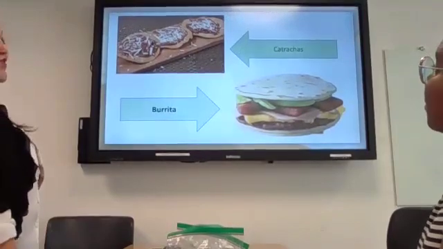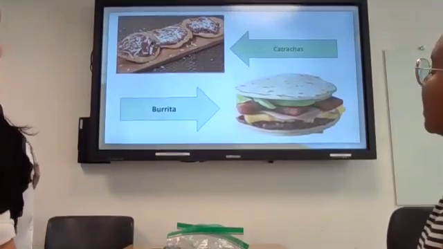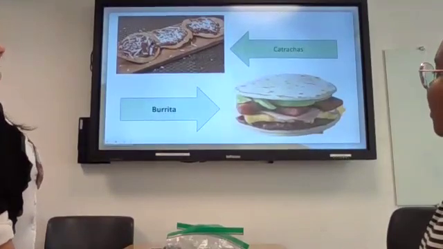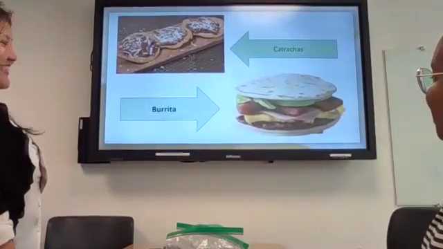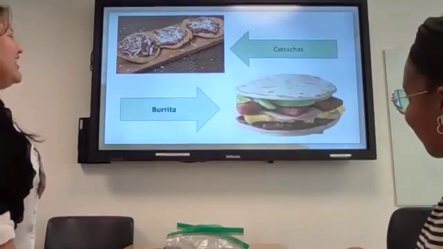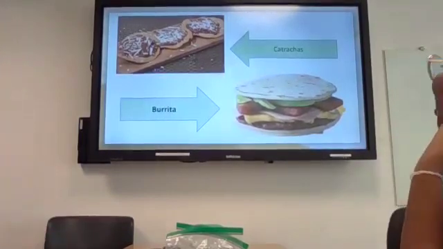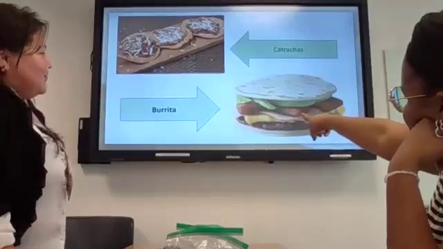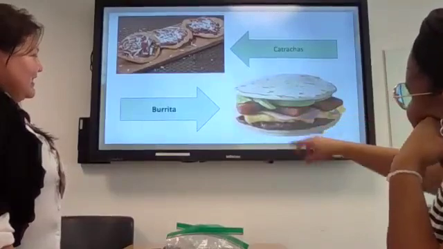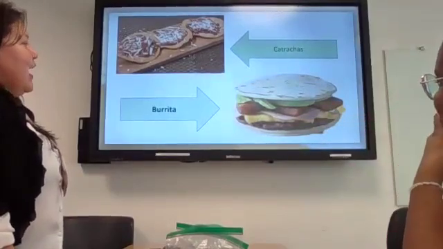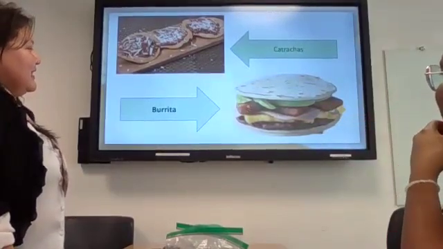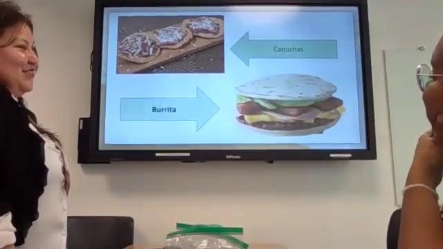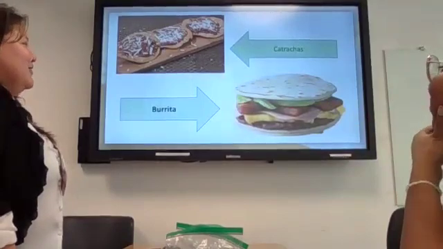And we have the catrachas. These are the catrachas. Have you seen those before? No, is that beans? Correct, beans. And we also have the burrita. It's something like a burger, but with tortilla. This is beans, egg, ham, plátano frito, and avocado. And we have the tortillas.